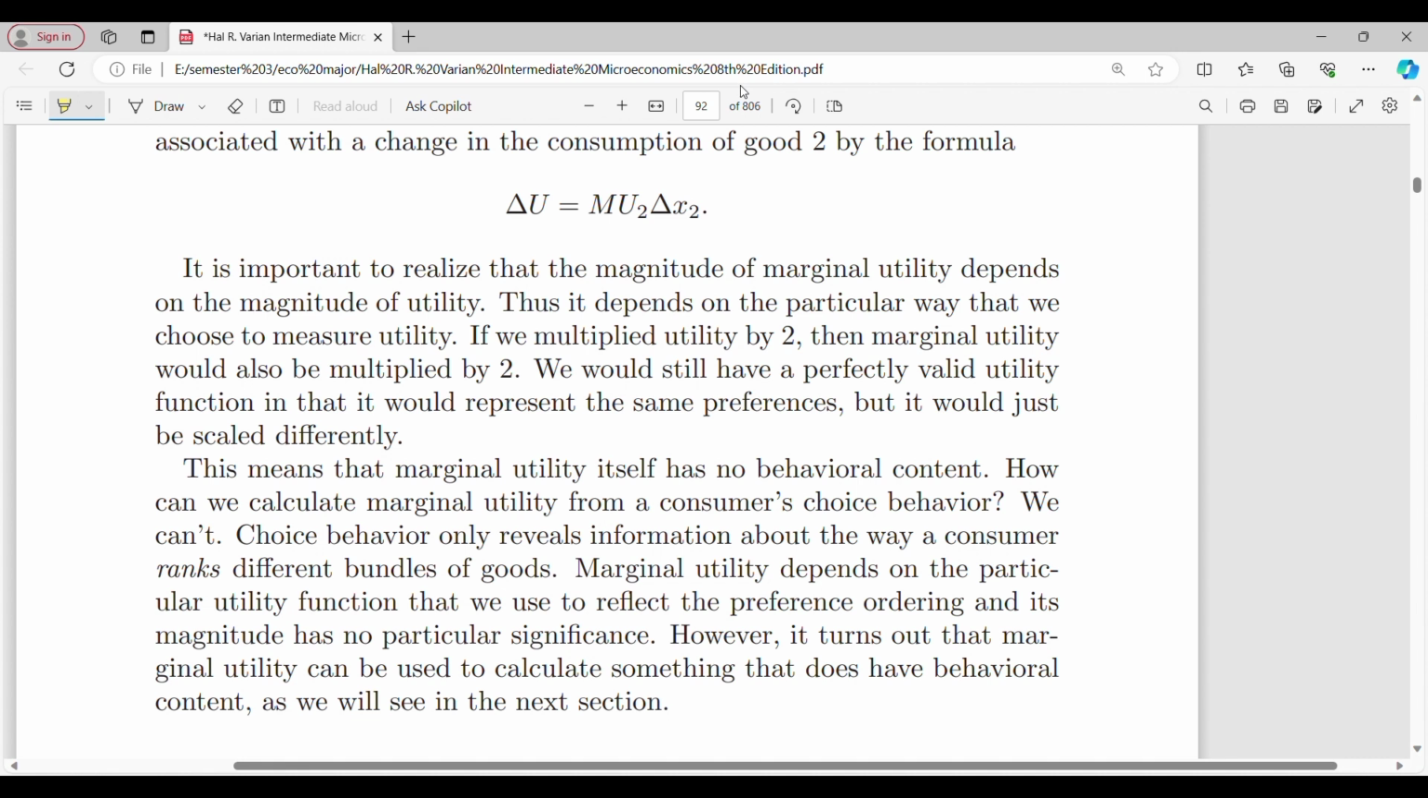We rank different bundles of goods. So that is how we calculate the marginal utility. Marginal utility depends on the particular utility function that we use to reflect the preference ordering, and its magnitude has no particular significance. It turns out that marginal utility can be used to calculate something that does have behavioral content as well. That is in the next section, that is marginal utility and MRS.